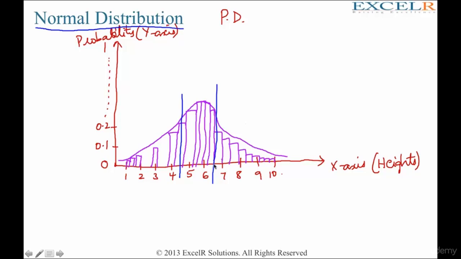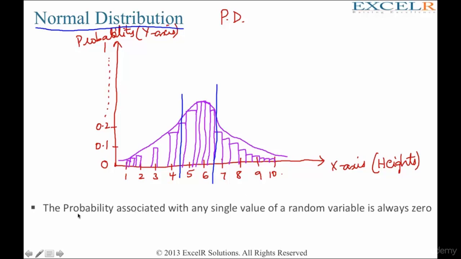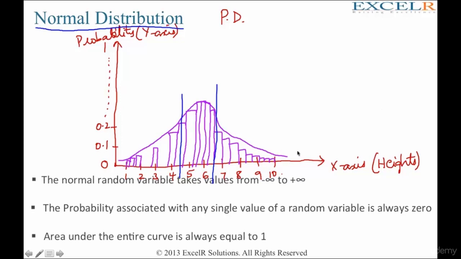Weights of the people, heights of the people, any naturally occurring event on the planet would follow a normal distribution. There are a few properties associated with normal distribution, and the first property is that the probability associated with a single value of a random variable is always zero. Why is it always zero? Even before I explain that, let me first explain this point. The normal random variable takes values from minus infinity to plus infinity always.